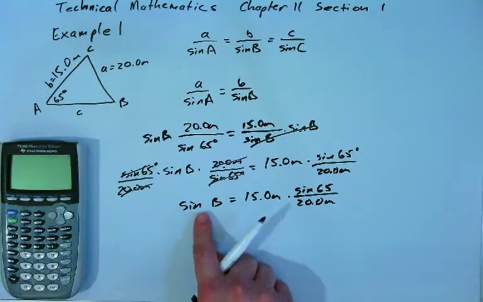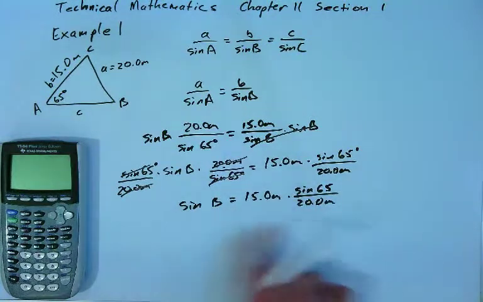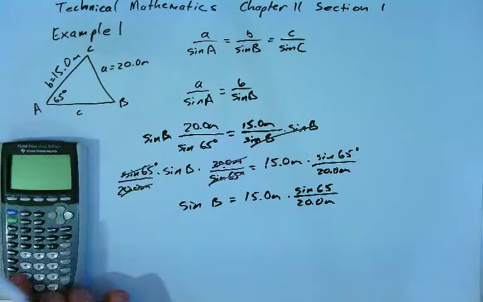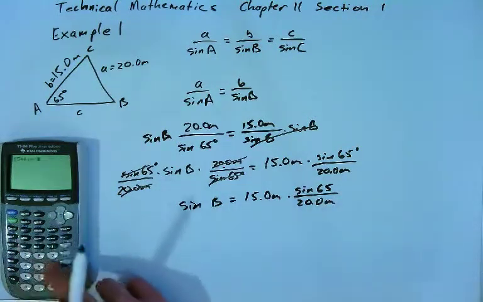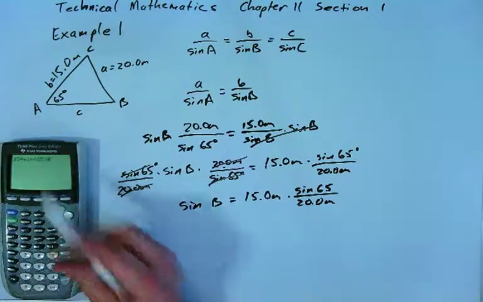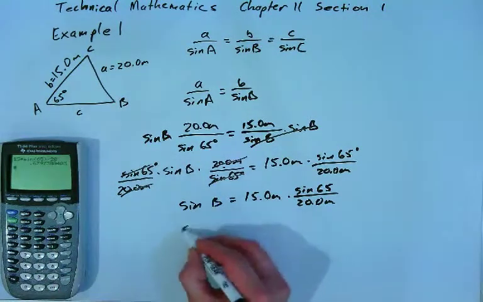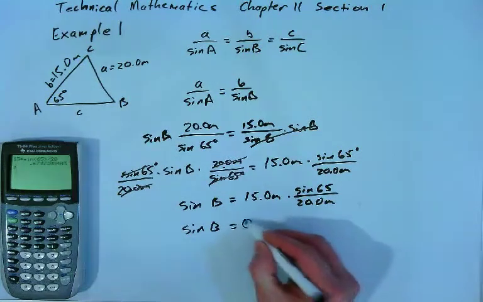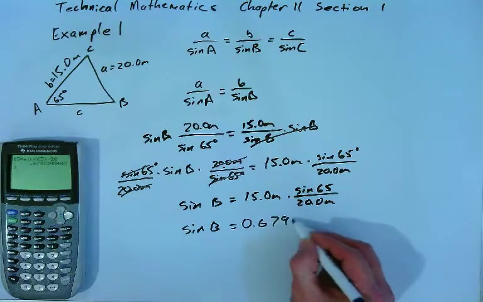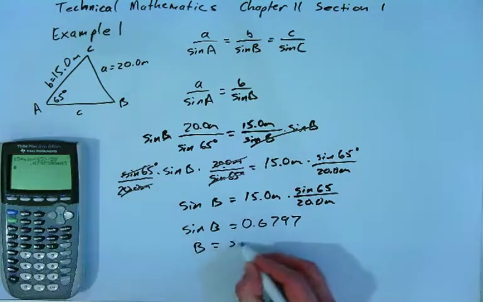Now, I don't want to solve for the sine of B, I want to solve for just B, so I need to take the inverse sine of both sides. I might go ahead and work this out first, and then take the inverse sine of both sides. So I have 15 times the sine of 65, close parentheses, divided by 20 meters, and we get that sine B will be equal to 0.6797.